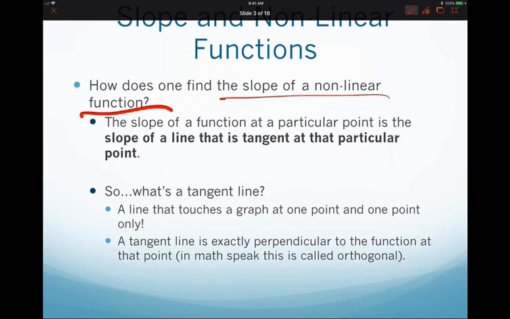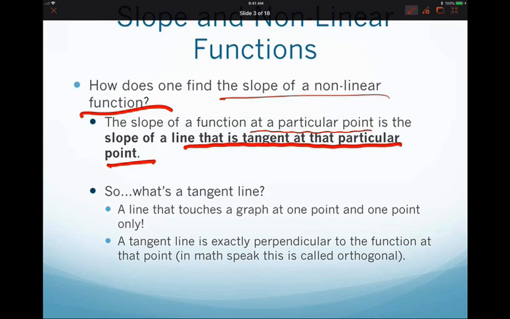And so when we talk about the slope of a nonlinear function, right, the slope of something other than a line, what we really mean is the slope of a function at a particular point, that is tangent to that particular point. That's essentially what we're talking about. We're talking about the slope of a tangent line to any sort of curve. That's what we're getting at.